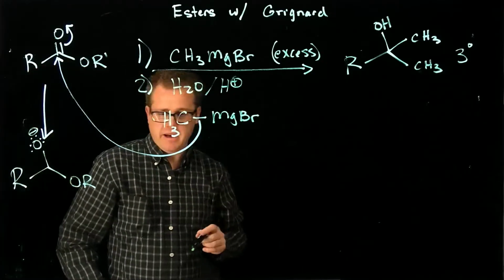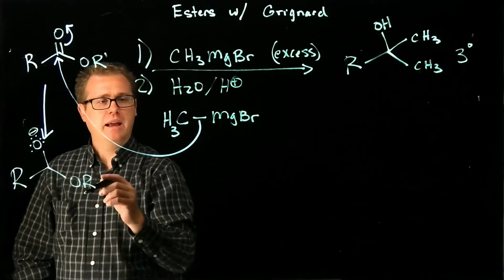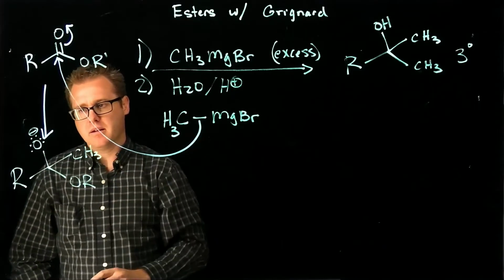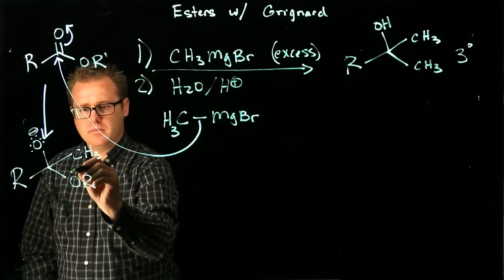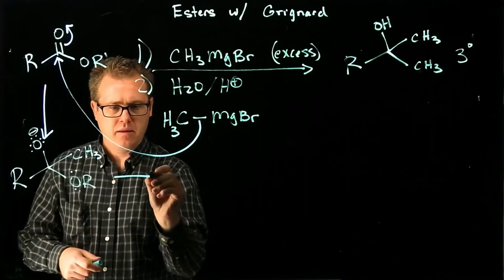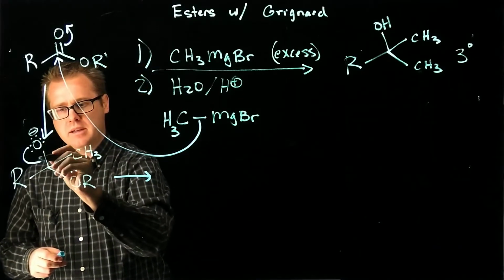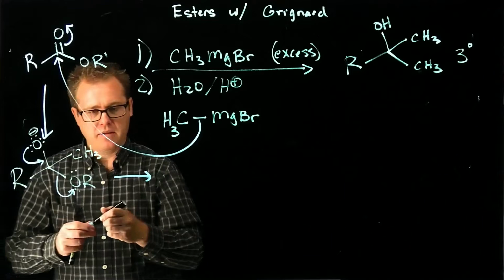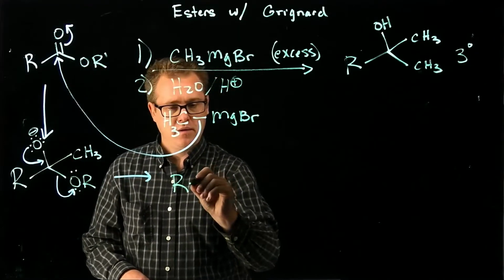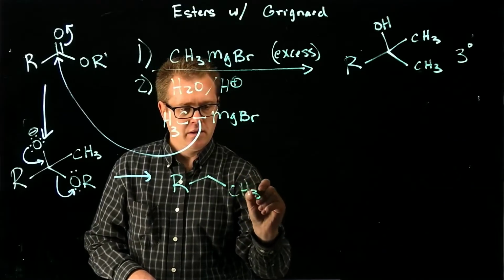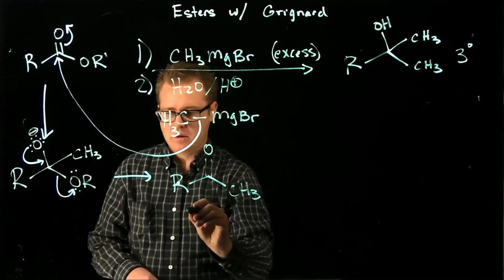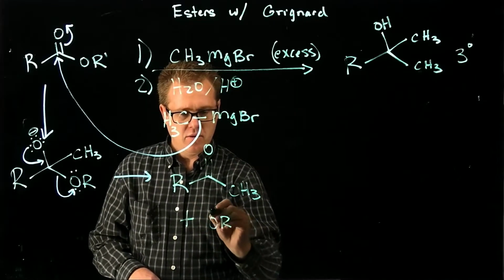I'm thinking this green pen is almost near the end of its life here. And then there's that. So what would the next step be? We'd bring these lone pairs down to kick off the OR group. And there we have our ketone plus the OR minus.